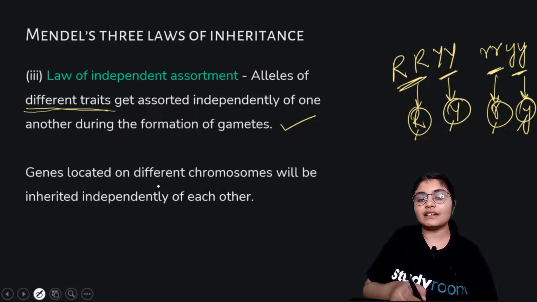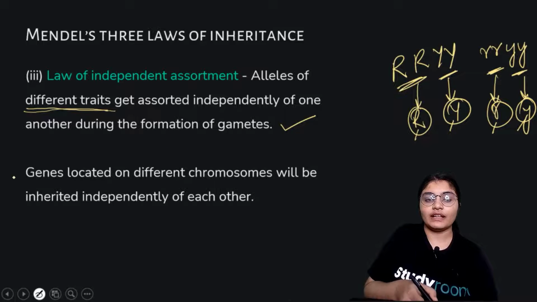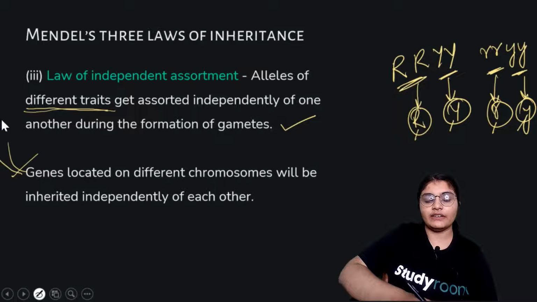The genes are located on different chromosomes and will be inherited independently of each other. That is why there is this independent assortment of alleles of the genes, and these alleles form the gametes. The independent gametes are formed basically because the genes are located on different chromosomes and are inherited independently of each other, which gives rise to the law of independent assortment.